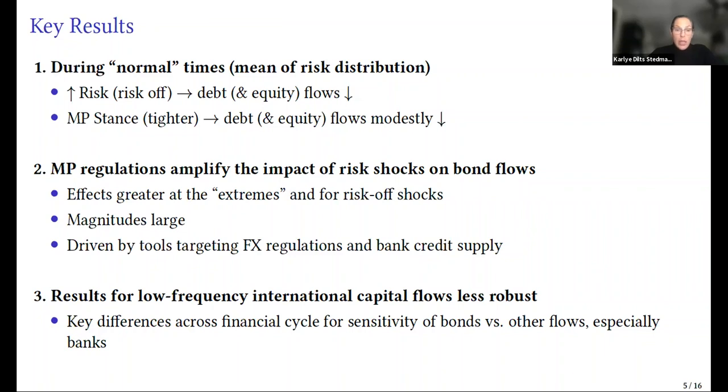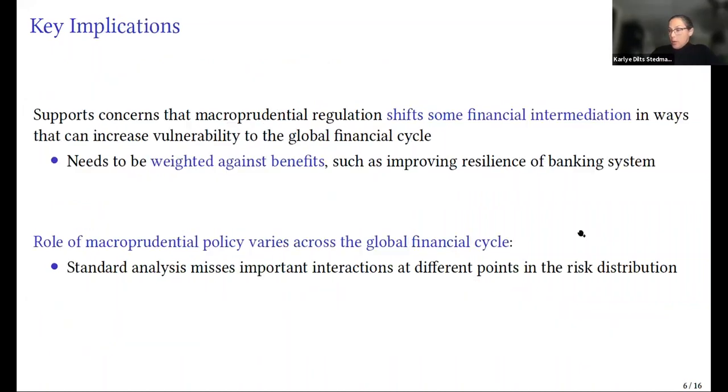And we do detect a significant mitigating effect of the macroprudential stance on quarterly bank flows in the face of a risk shock. So this draws out an important, if a little bit subtle, angle on our main results, which is that while our results support concern that macroprudential regulations can shift financial intermediation outside the banking system, we still have to weigh these leakages and their amplification effects against the benefits of improving the resilience of the banking system. And both of those forces are elements that we find in this paper.